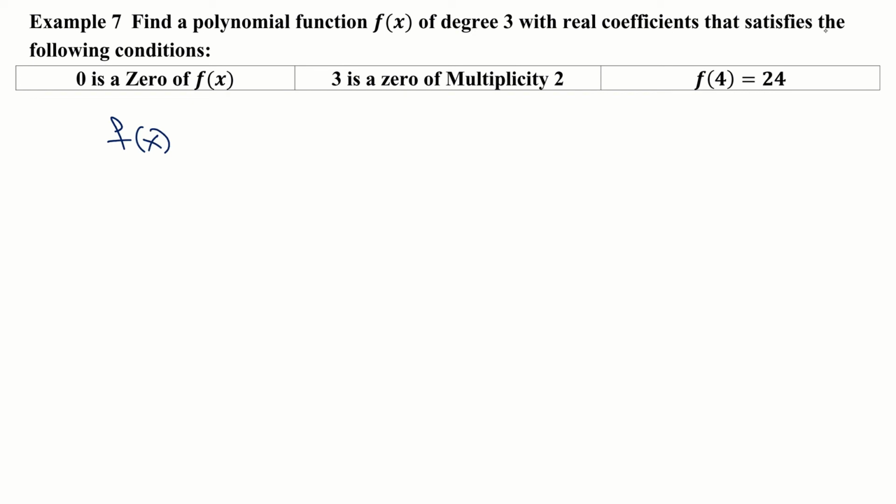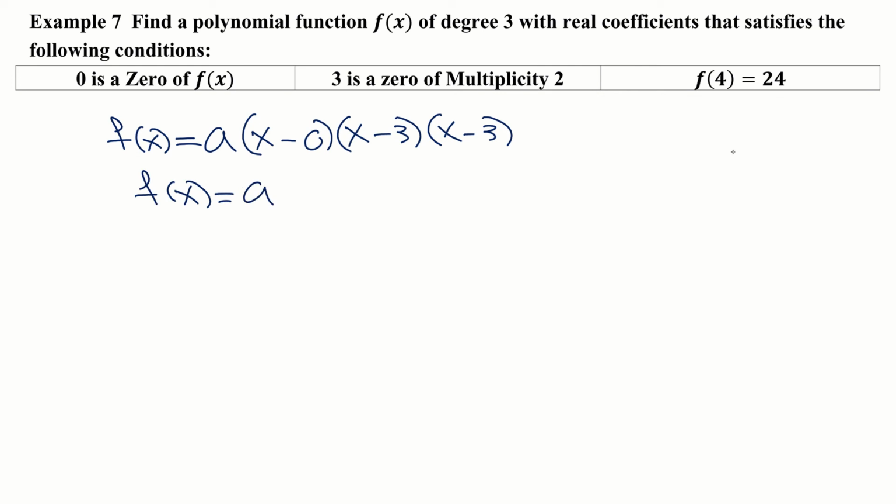All right, so we know we can set this up as such. f of x is going to be a times x minus 0 times x minus 3, and then another x minus 3, right? Because it's a 0 of multiplicity 2. So let's clean it up a little bit. So we get f of x equals ax times quantity x minus 3 squared.